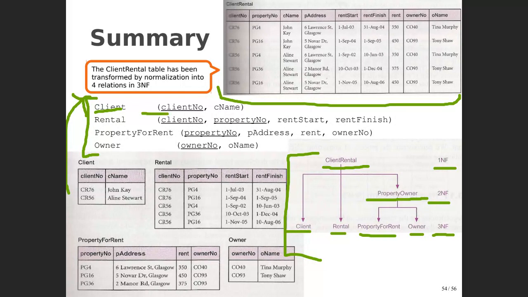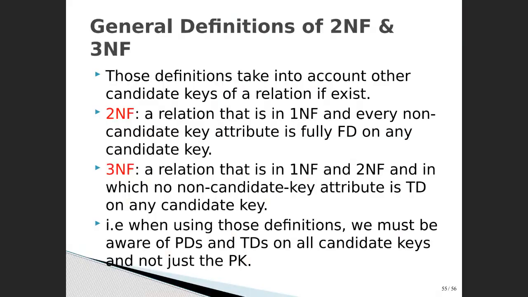Okay, so the client will include only two attributes. Client number is a primary key. There is no partial dependency. There is no transitive dependency. There are no repeating groups. So this is fine. It's normalized in its first, second, and third normal form. Let's look at the rental. Rental is the same. It's normalized. All of these are normalized up to third normal form.